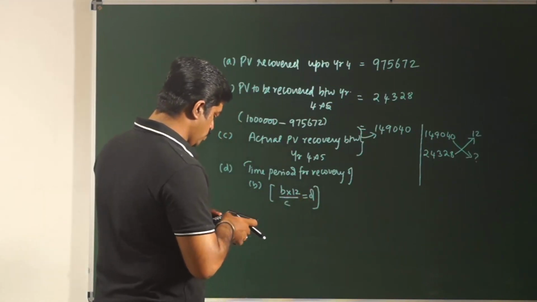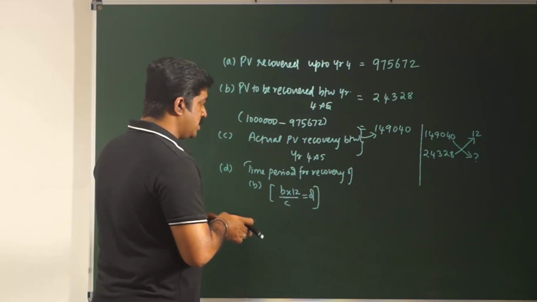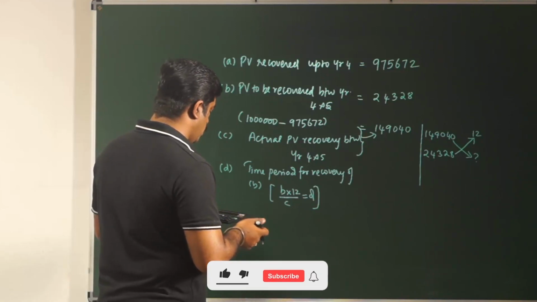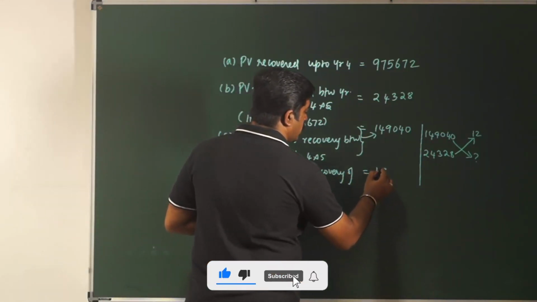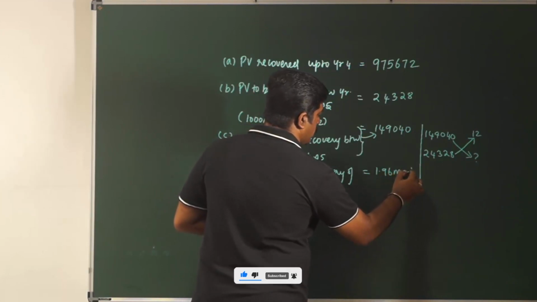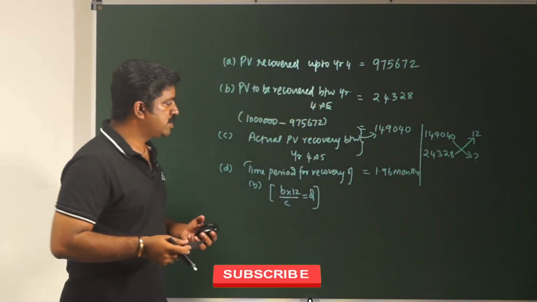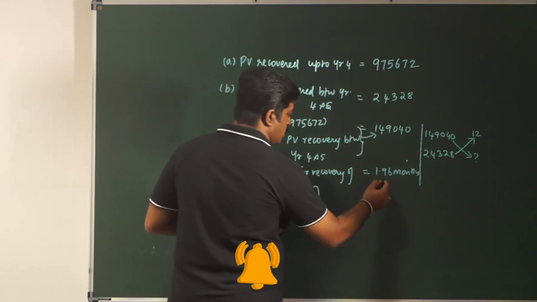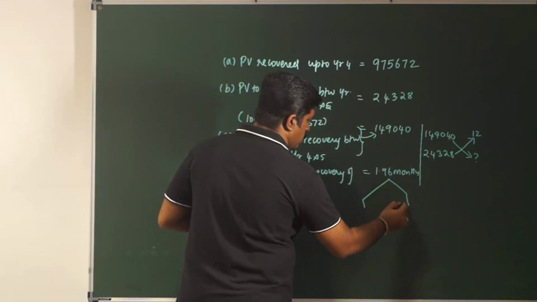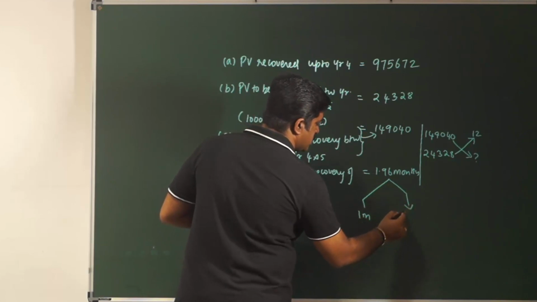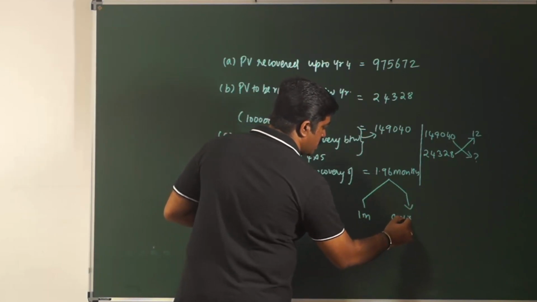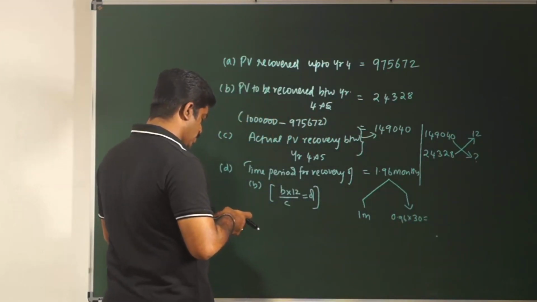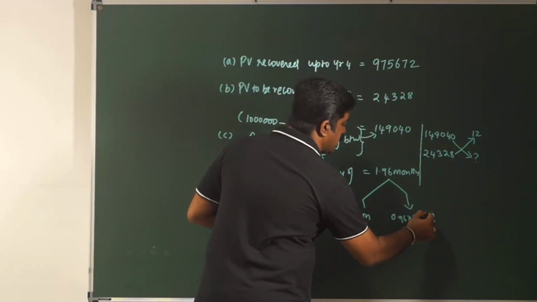So what is B? It is 24,328 multiplied by 12 divided by 149,040. It is 1.96. So I can express this in months, 1.96 months. Now if you are very particular that this should be completely expressed in period, that is also possible. We can say this 1.96 as 1 month, and this 0.96 month can be converted into days by multiplying with 30. That is 0.96 into 30, which is 28.8, so we can say 29 days.